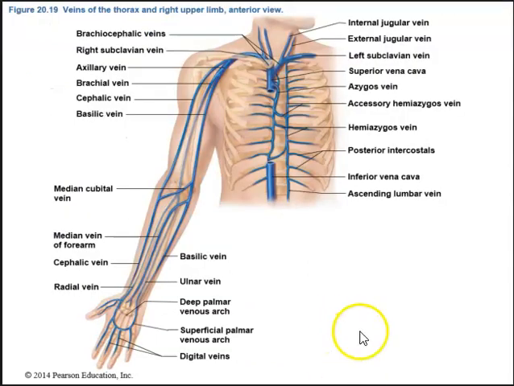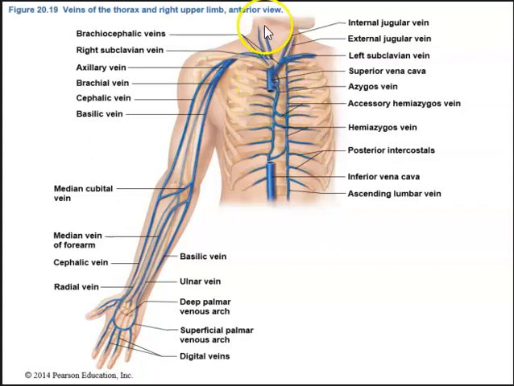So here we see a diagram of the veins, both of the thorax and upper limb. So within the thorax, we can see the azygos vein here draining into the superior vena cava. We have our hemiazygos vein located here within the thorax, as well as our accessory hemiazygos vein. Again, anything above the diaphragm usually drains into the superior vena cava.